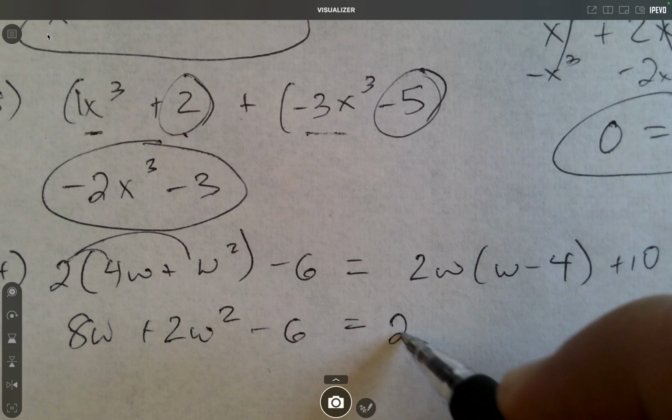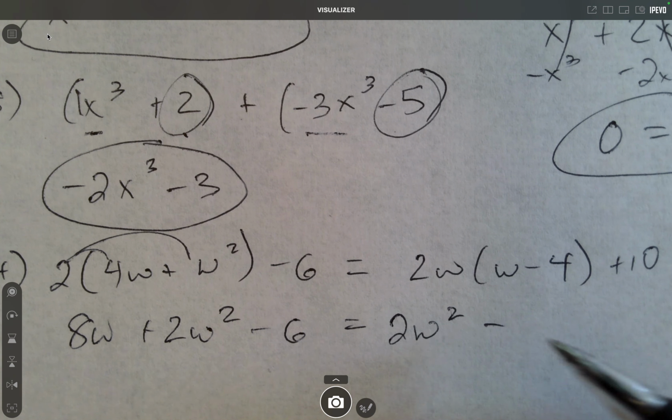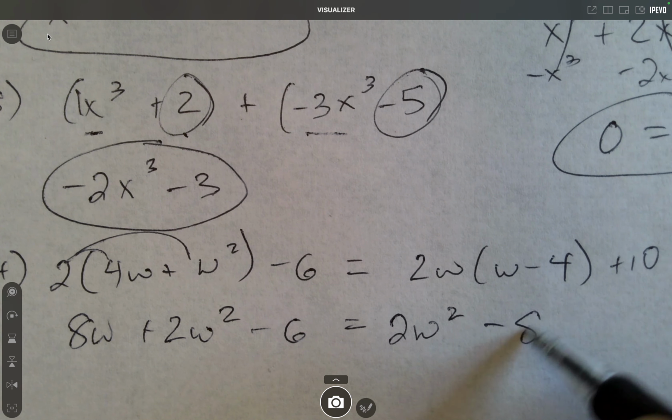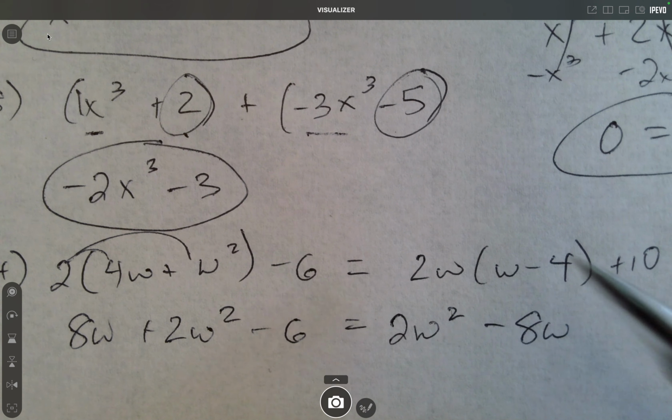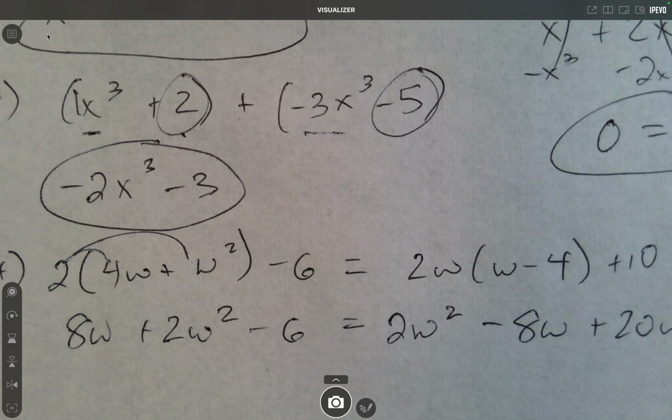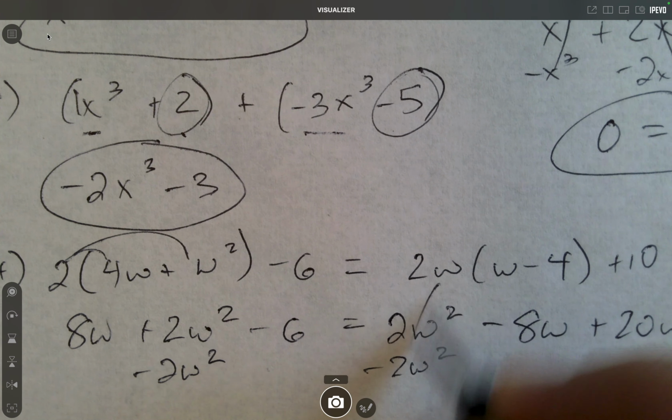2w times w is 2w squared. 2w times 4 is 8w. And again, the 2w is not multiplied by the 10 because the 10 is not inside the parentheses. Okay, so let's see. We notice we have 2w squared, 2w squared, so those cancel out.